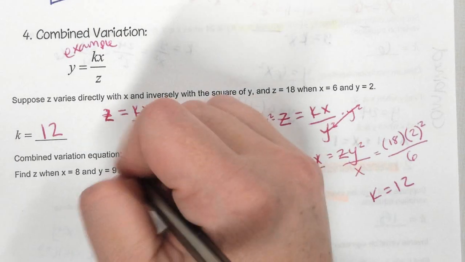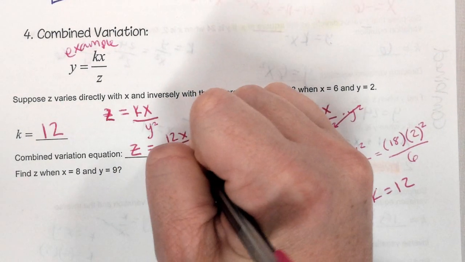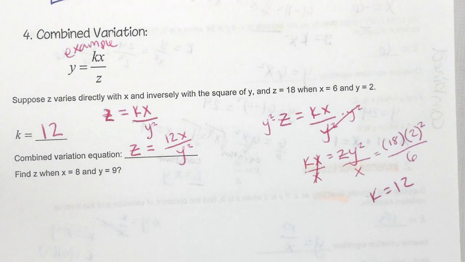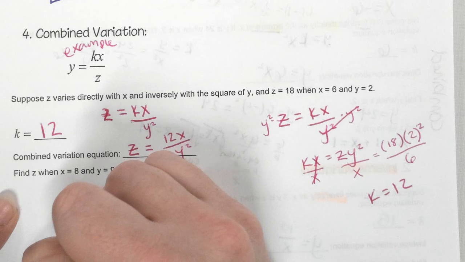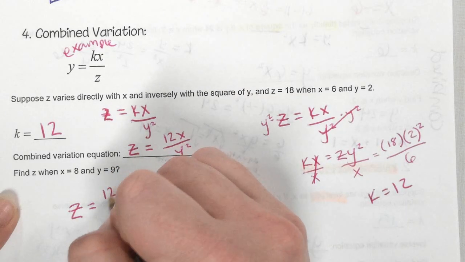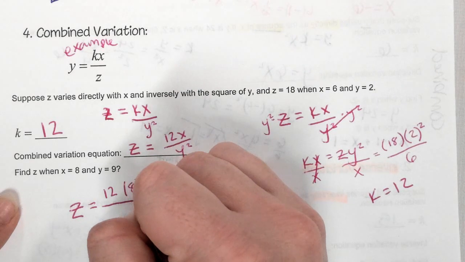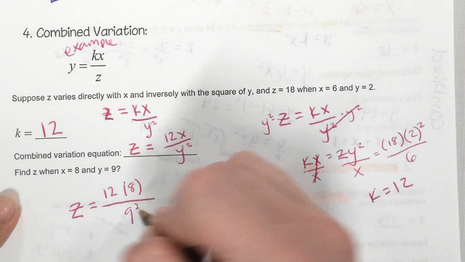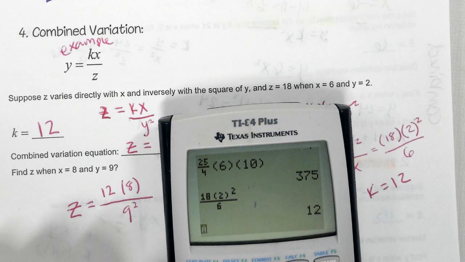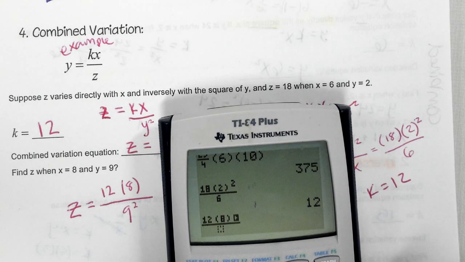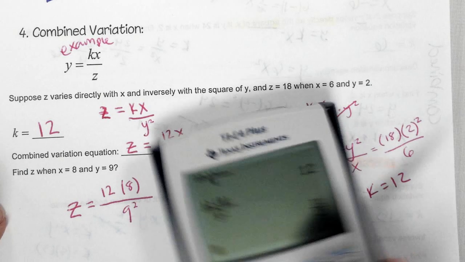So my equation is z equals 12x over y squared. And it says find z, and we have 12, when x is 8, well, x goes on top with my k, and y is 9, and that's 9 squared because y is squared. I type that in my calculator and I'm done. And I get 32 over 27.